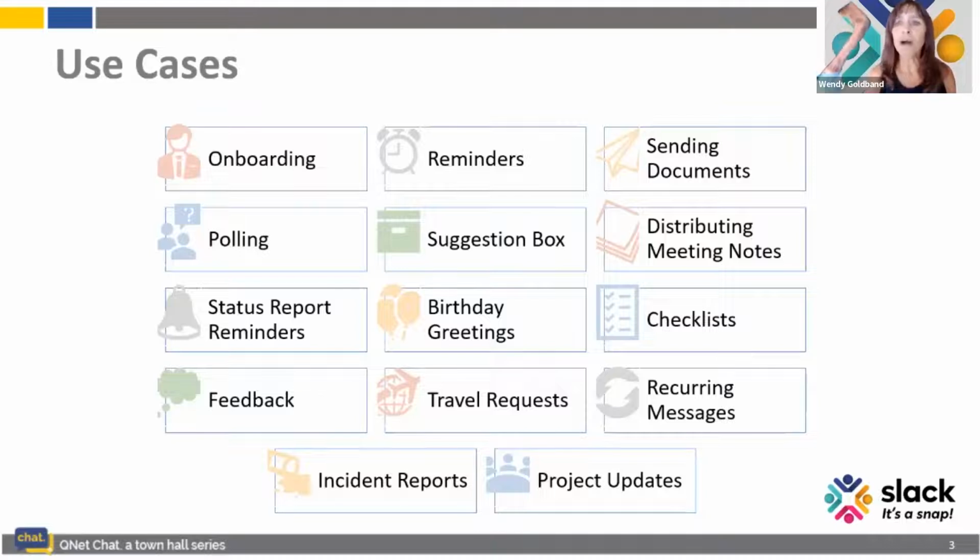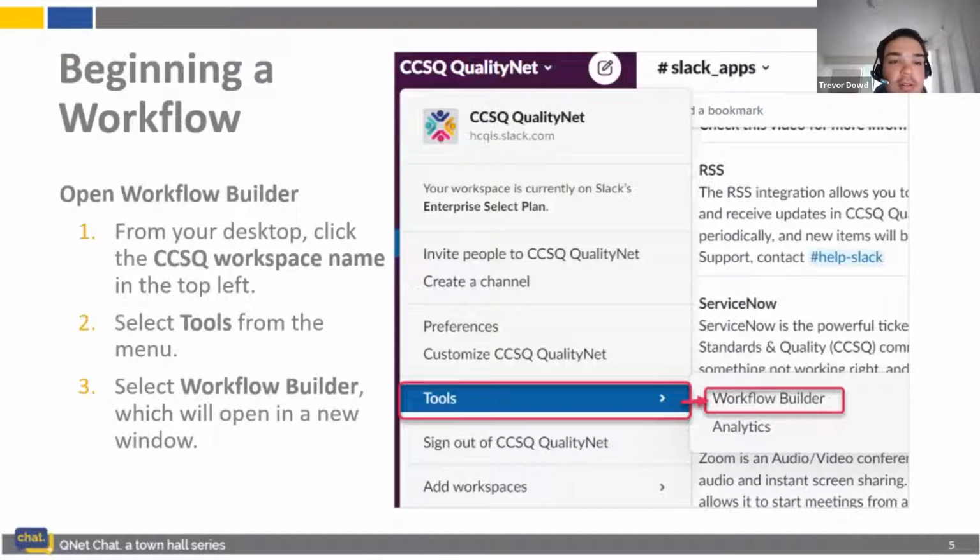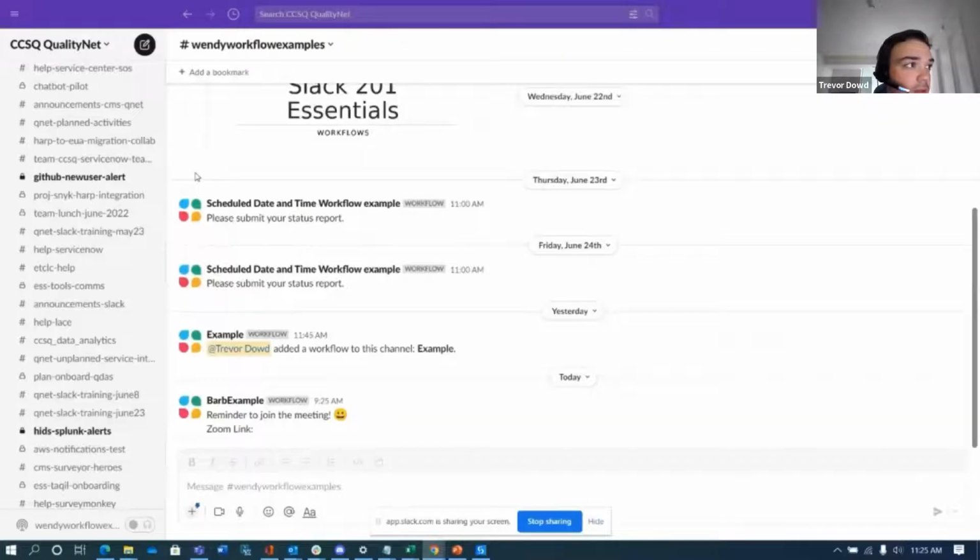So Trevor, how do you actually begin a workflow? Well, Wendy, it couldn't be more simple. So what you're going to want to do is click on the drop down by the name of your Slack workspace, in our case, CCSQ QualityNet. You'll scroll down to Tools, and there you'll be able to open the Workflow Builder. I think it's best if I just show you.